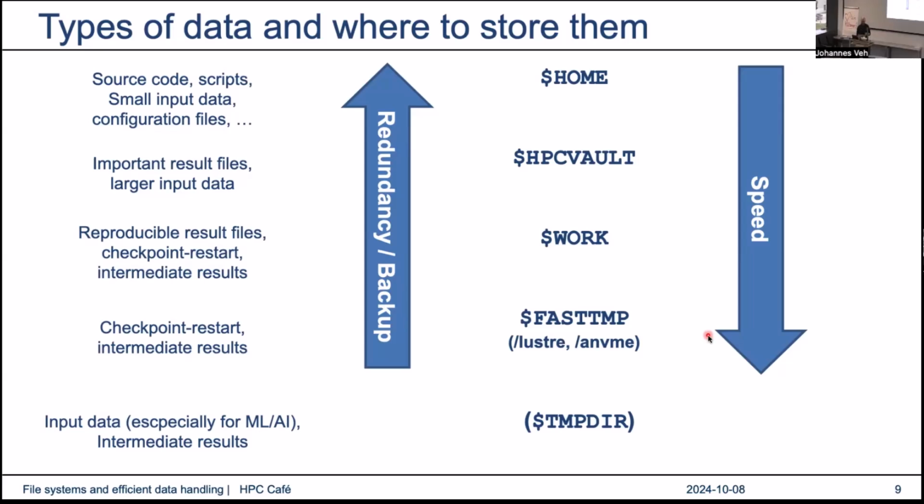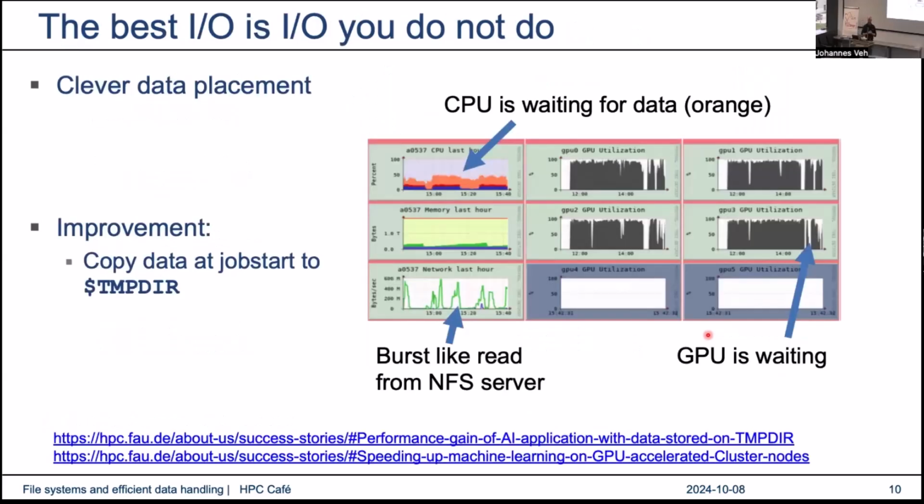Okay, I brought an example of how bad I/O can look in our monitoring. So this is just one job taken from our monitoring system. Nothing special. It's some kind of machine learning code. And let's have a look what we can see. On the upper left, we see the CPU work which is done. And the orange part is every time the CPU is waiting for data. And as you can see, a large fraction of the time this job spends is waiting for data.